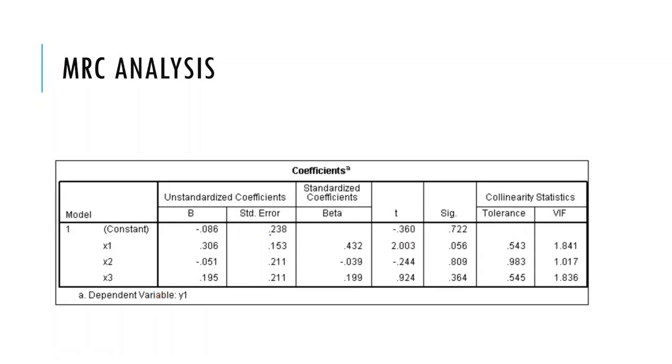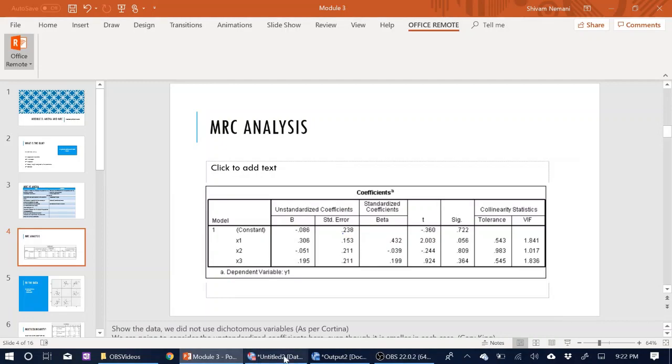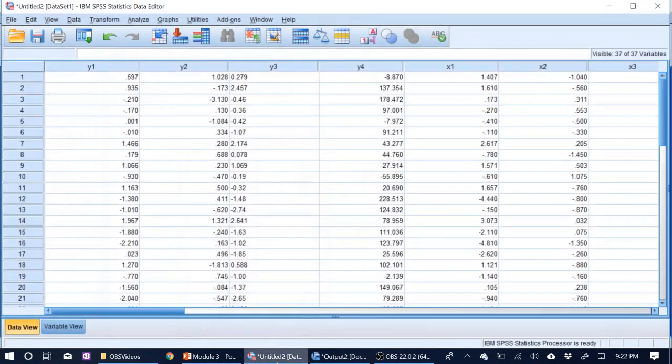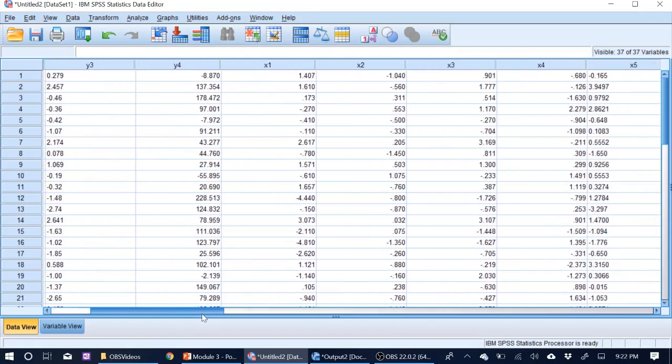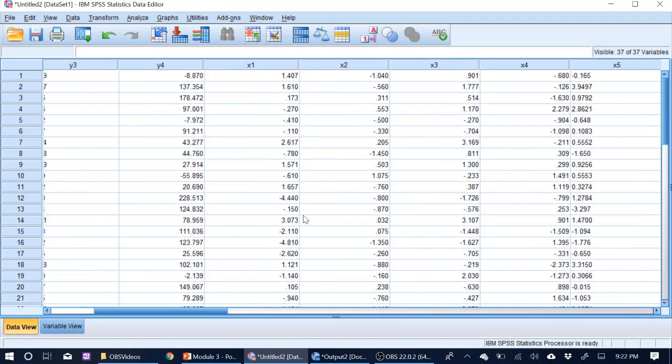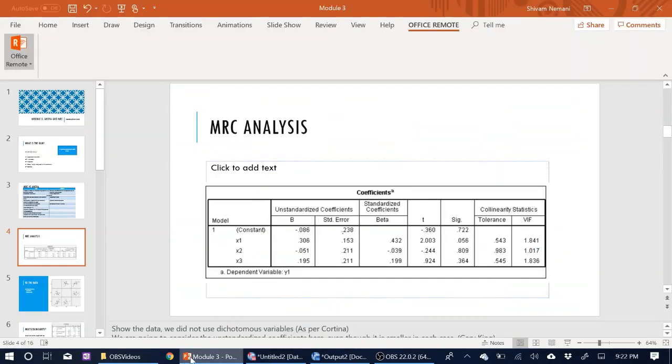So let's talk about the data first. As per Cortina, we did not use any dichotomous variables because that's not what MRC would deal well with. For all the predictors that we've used, they are either interval or ratio. So that's one thing which we're going to look at.